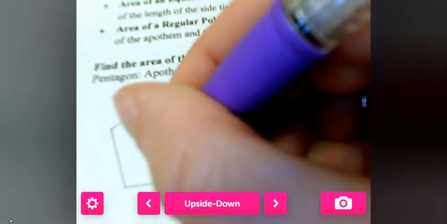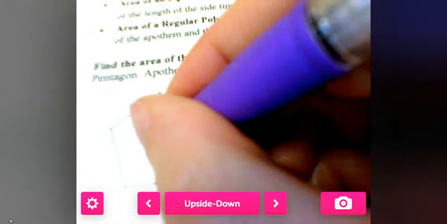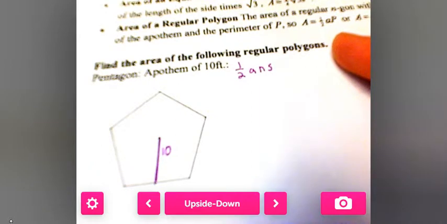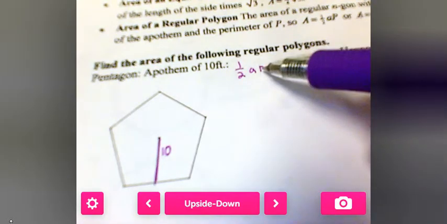All right. What kind of shape is this? Pentagon, right? We're given the apothem is 10. Now the apothem is straight down. That's 10. Now, in order to find the area of this pentagon right here, we need to go 1/2 the apothem times the number of sides times the length of the side. Okay, let's talk about what we have. We have to find A, N, and S in order to get the area. That's the big A.